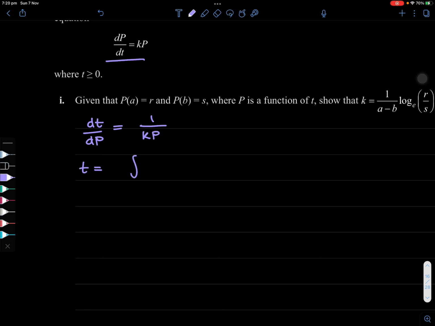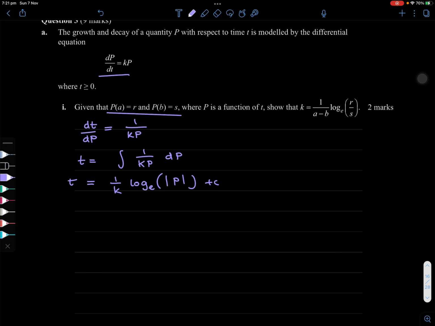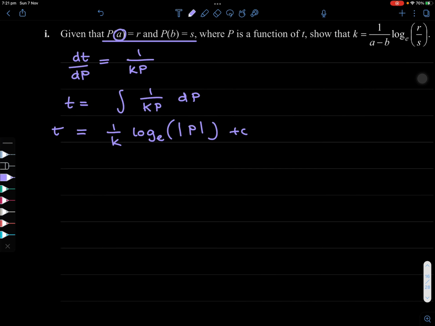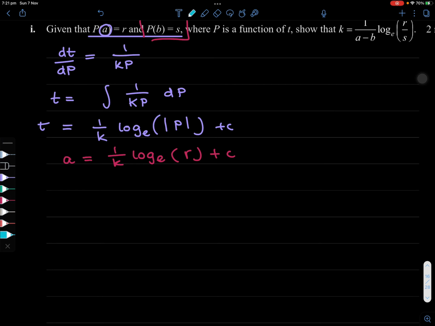So now I get t is equal to the integral of this with respect to P. This yields me 1 on k log e absolute value of P plus C. Now let's use these pieces of information that they've given us. It says when you sub in a into t, I'm going to do it in a different color just so it's a bit clearer. When you sub in a, you get P being r, okay? And then using the next piece of information, when you sub in b into t, you get P being s, okay? This is our first equation, this is our second equation.